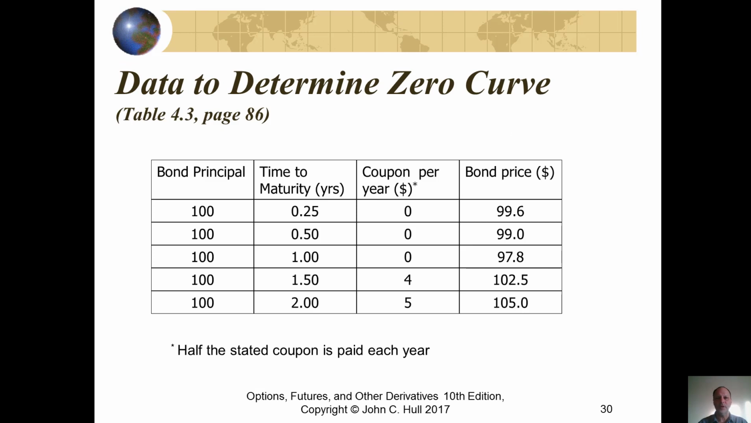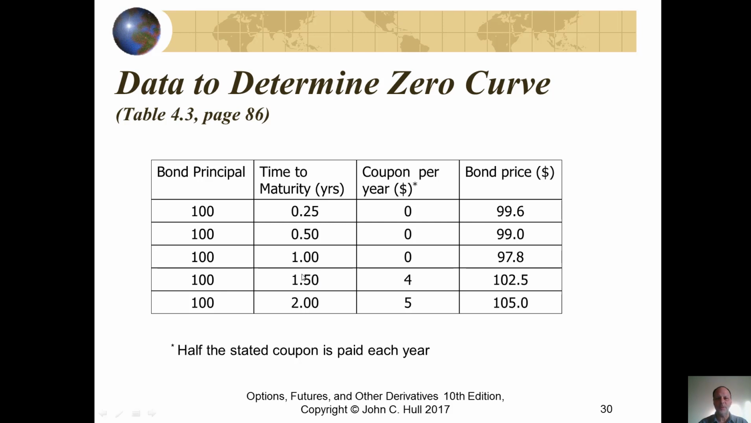How do you determine a zero curve? We will go through this briefly here and again in more detail in a separate Excel video. Let's say we look at various bonds, 1, 2, 3, 4, 5 of them, with a bond principal of 100, and these prices for a bond maturing in 3 months of 99.6, 1 in 6 months of 99, 1 in a year of 97.8, and all of these are zero coupon bonds, so you can just use these numbers, use the zero coupon bond formula, and solve for the zero rate.